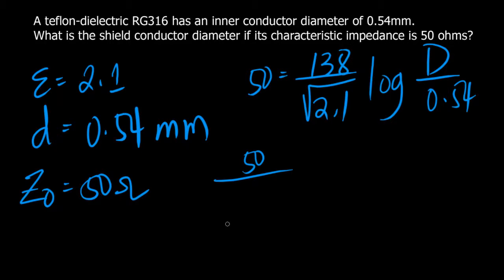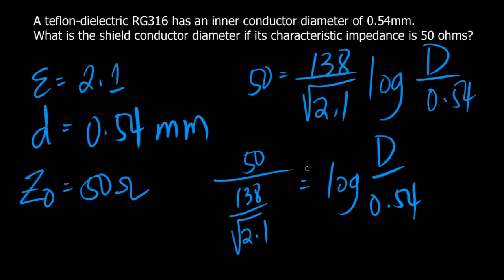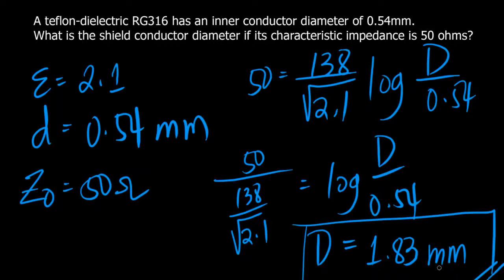This makes it 50 over 138 over square root of 2.1 equals log D over 0.54, no? And yeah, using your calculators, bala naman kamo sila siguro. You will find that the outer diameter is 1.83 millimeters. Okay. So, for now, characteristic impedance is quite chill. But, this is the first one kag actually gina-apply, ginasampaw-sampaw pag ini siya sa iban, pag nga ang mga characteristics ng TLs naton. So, yep, that's it for characteristic impedance.